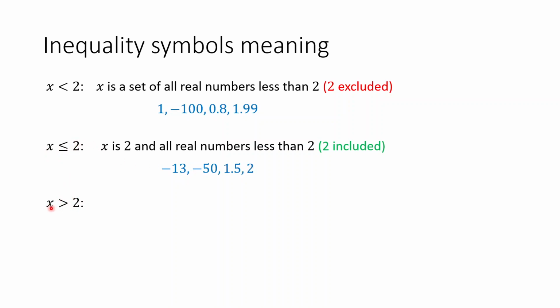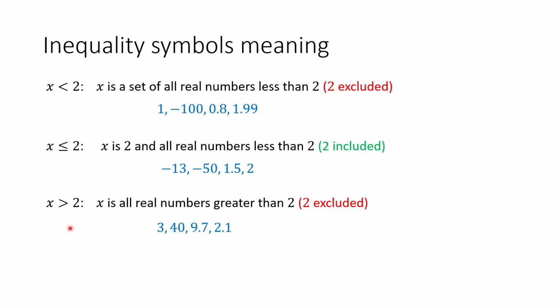Now this one, x greater than 2. This means this x is all real numbers greater than 2 and the number 2 excluded. For example, x can be 3 because 3 is greater than 2. X can be 40, x can be 9.7, x can be 2.1, but x cannot be equal to 2.